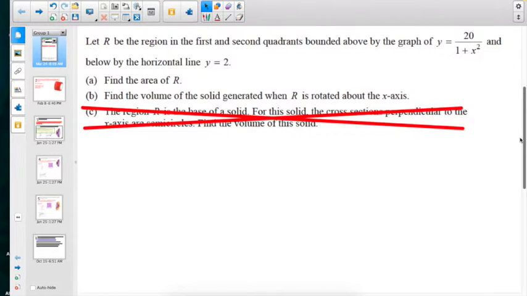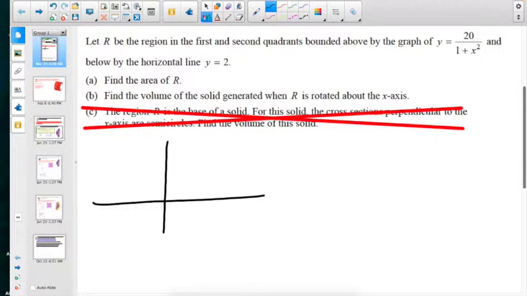It says, let R be the region in the first and second quadrants. That's up above. So first and second quadrants. Here's the line y equals 2. What does this look like?